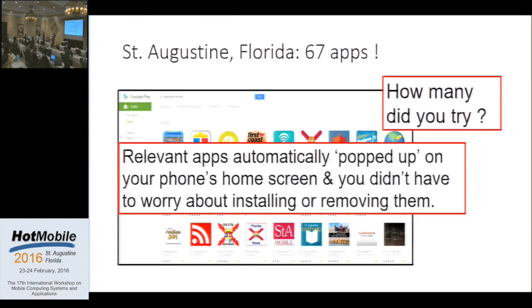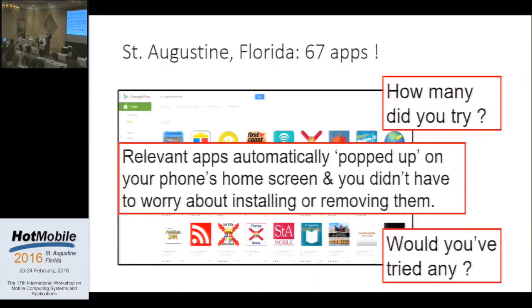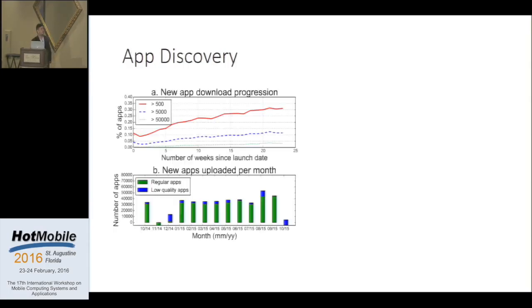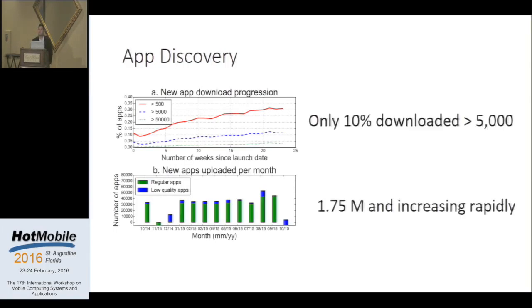So the question that we're trying to ask is, if relevant apps came to you, popped up on your home screen, and you didn't have to install them to try them, would you have tried any? I don't know the answer, but that's what this research is about. More formally or concretely, what is known as the app discovery problem.